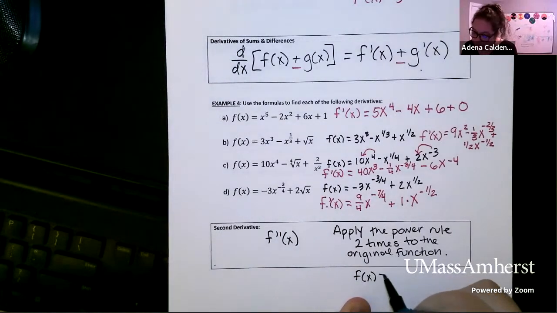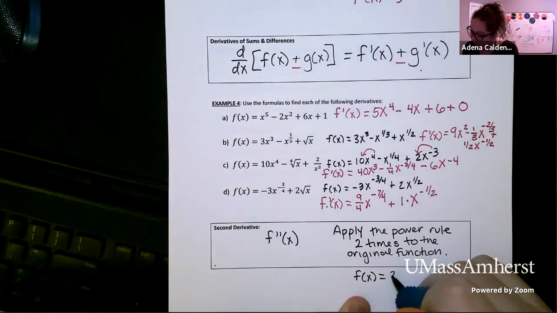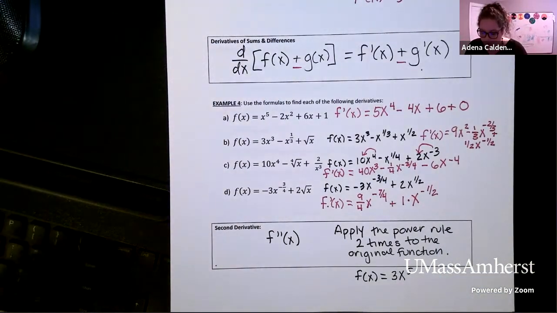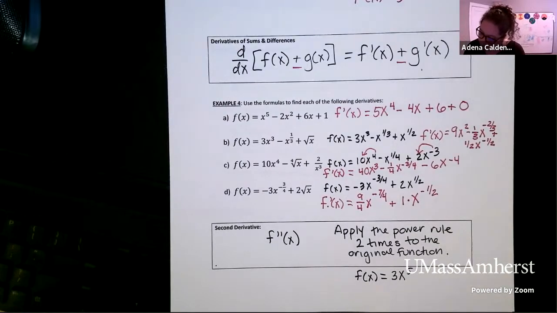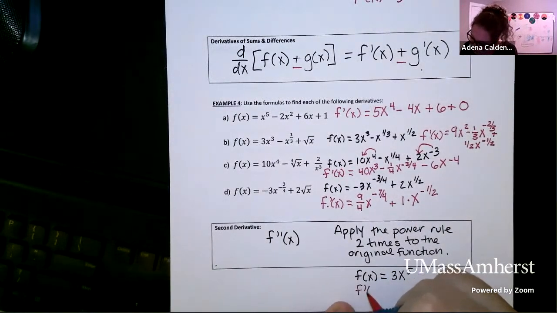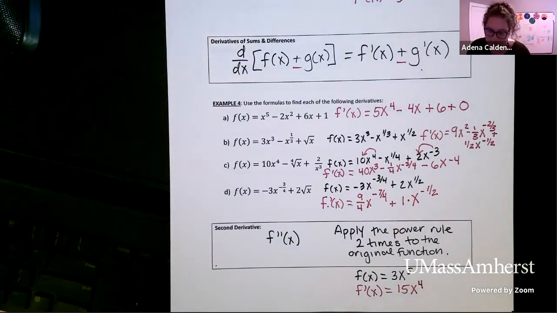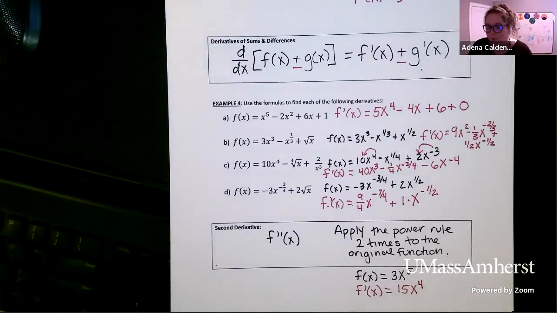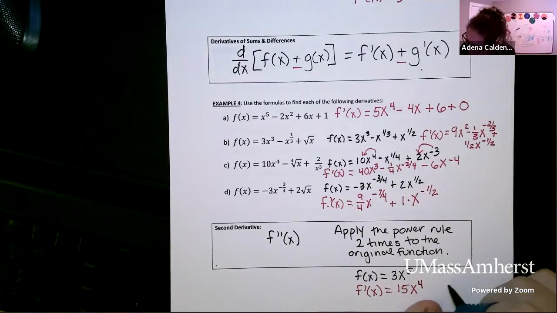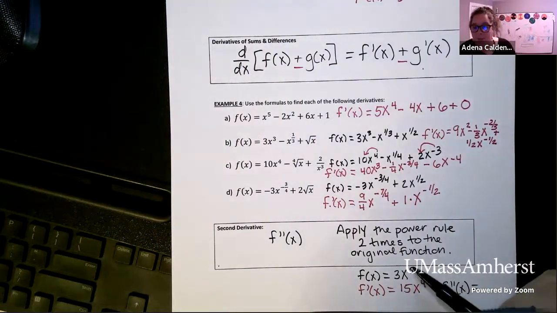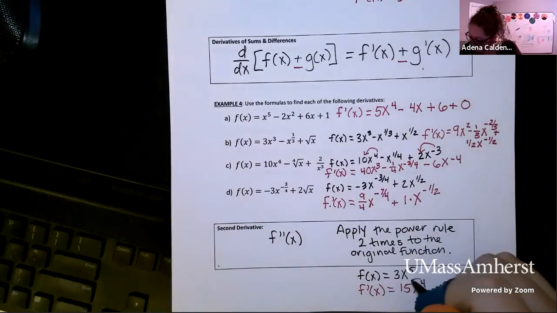So let's say we started with the function 3x to the 5th. Okay, we know from all the work we've been doing earlier today that the first derivative is going to be 15x to the 4th. So the 5 came down and multiplied the 3, and then I subtracted 1 from the power. If I wanted to find the second derivative, I would need to do the power rule again, but I would do it to the first derivative, right?